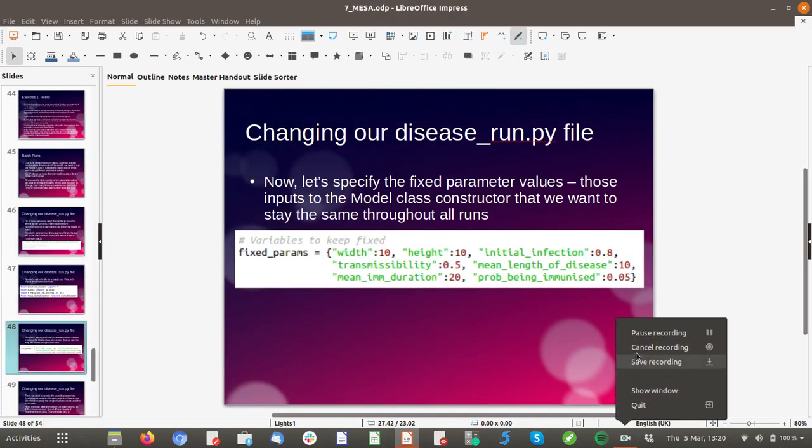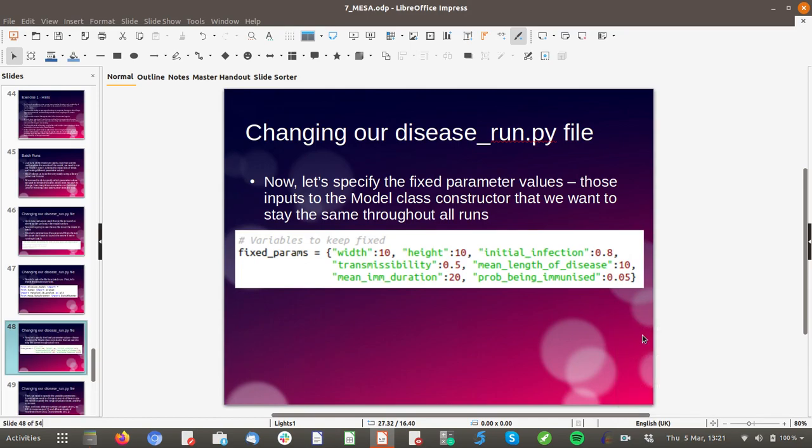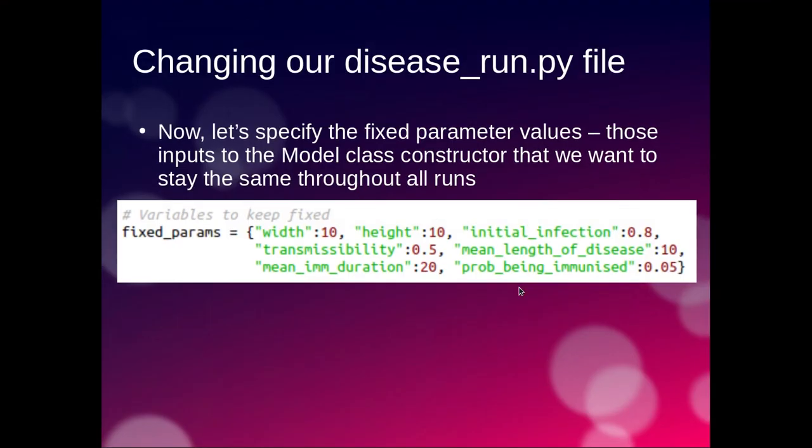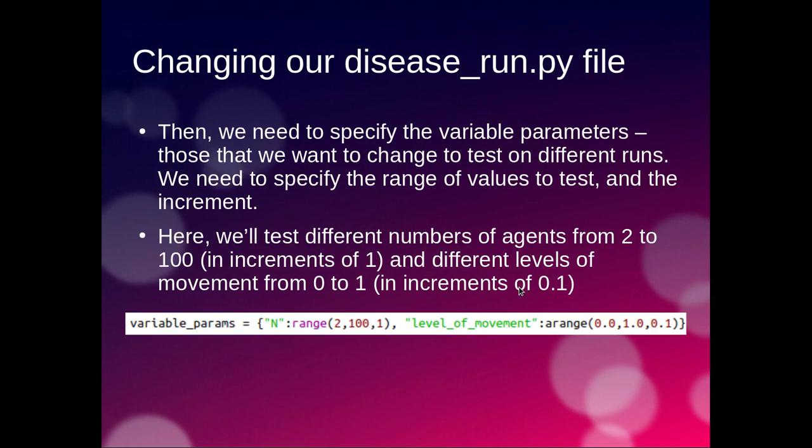So now we've set up the parameter values we want to stay the same. We now need to specify the ones that we want to change, our variable parameter values. So these are the different combinations that we want to test. So here, I'm just going to have two of the parameter values that will change.